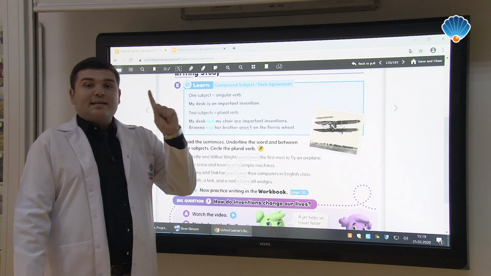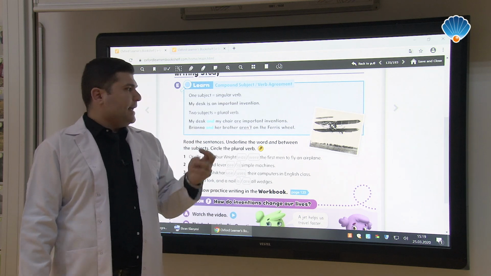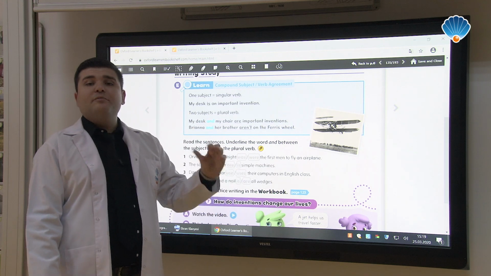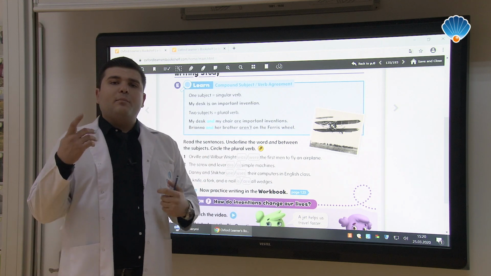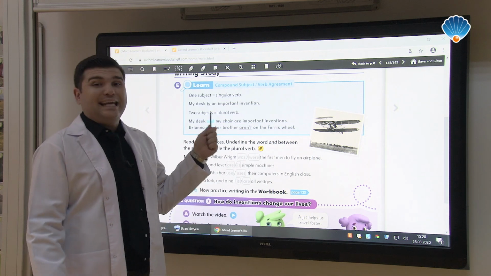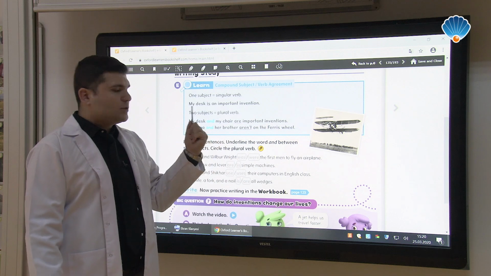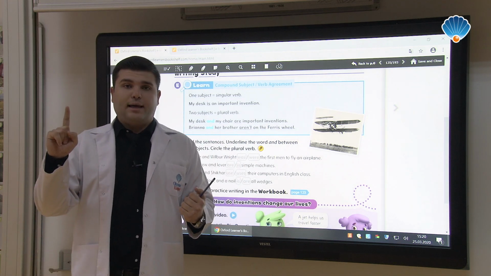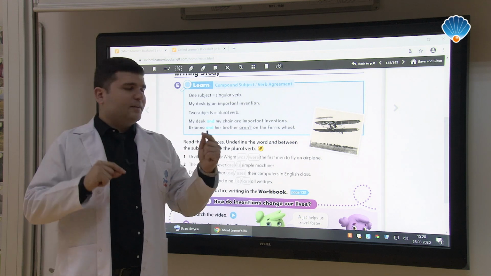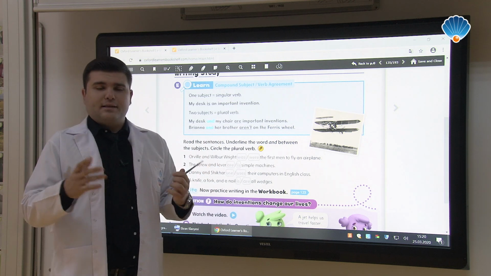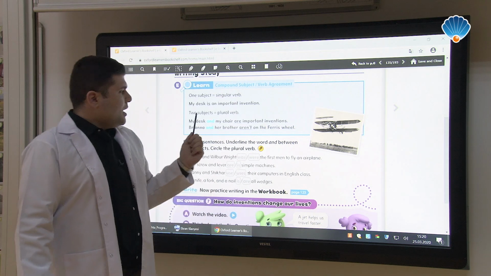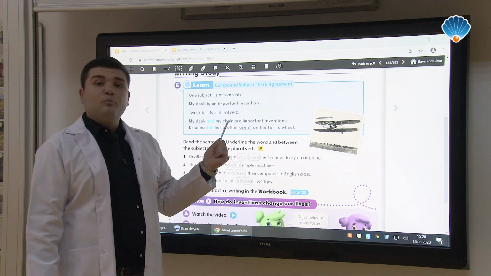So, one subject means singular verb, okay? What does it mean? It means that my desk is an important invention. So, if you are talking about only one singular thing, you have to use is, because we are using is for the singular nouns. The difference between is and are is this: is for the singular, are for the plural. So two subjects means plural verb.